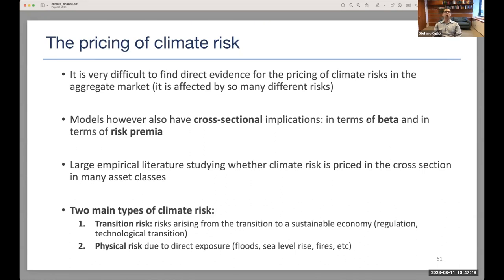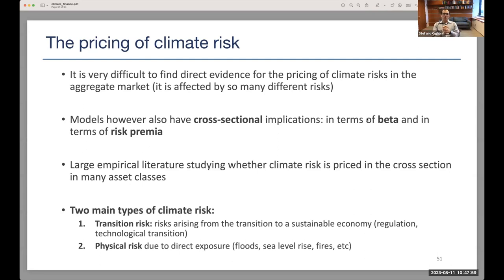But it's very hard to find direct evidence of this kind of prediction in aggregate data. You could say that maybe, over time, as climate risk became more important, the market risk premium reflects some of that. But how do you distinguish that from all the million different drivers of aggregate risk premium? It's very difficult to do identification in a time series. Instead, we can check the cross-section implications in terms of beta and risk premium. This has been the biggest part of the climate finance literature over the last decade.